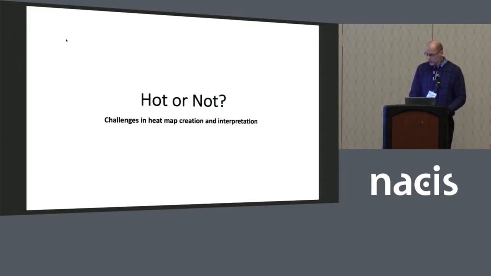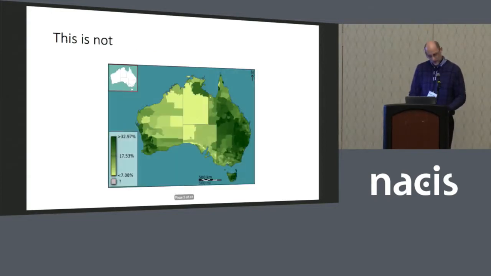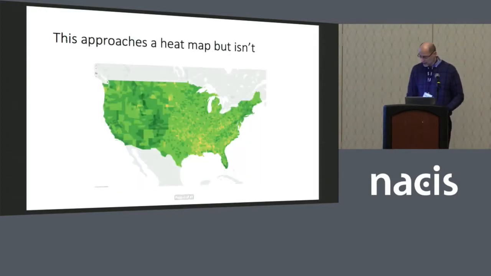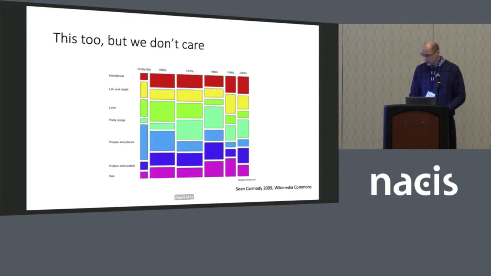Let's get straight what we're talking about. This is a heat map. This is not a heat map. A choropleth map can approximate a heat map if you blur your vision a little, but the way you make one is quite different from a heat map. This is sometimes called a heat map, but it's not what we're talking about either because the method of construction and interpretation differ. This is also not a heat map of the kind that we care about here.